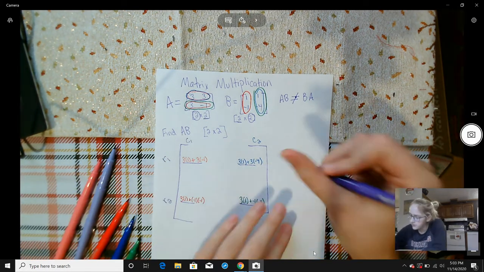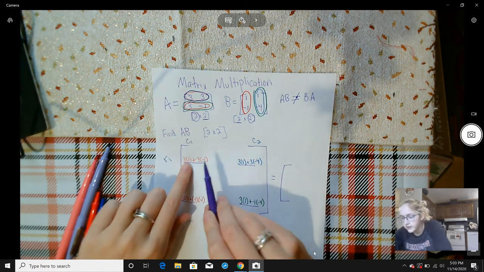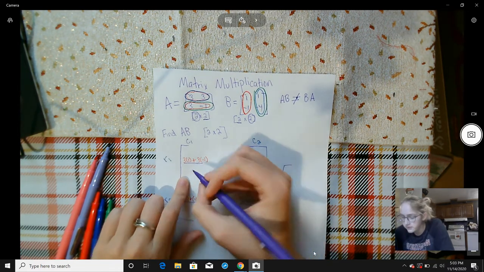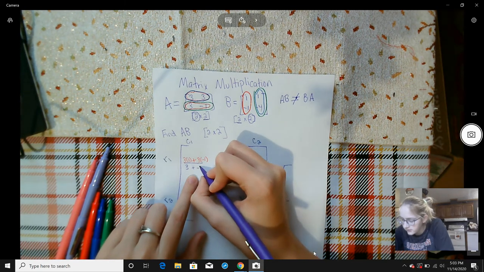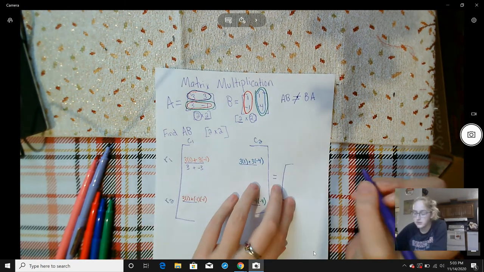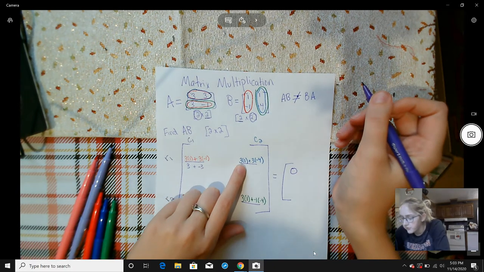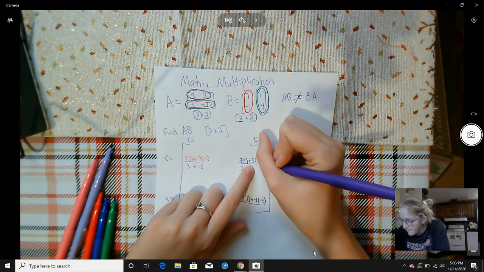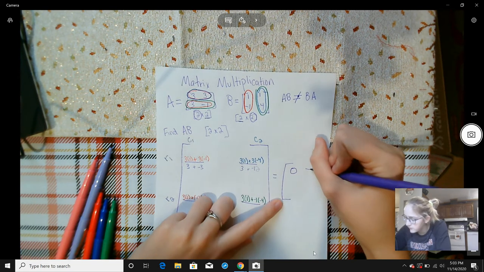So I was using purple. This is going to give me 3 times 1 gives me 3, plus 3 times negative 1 is negative 3. 3 plus negative 3 is going to give me 0 for my first term. Then we're going to have 3. 3 times negative 4 is negative 12. That's going to give me negative 9.